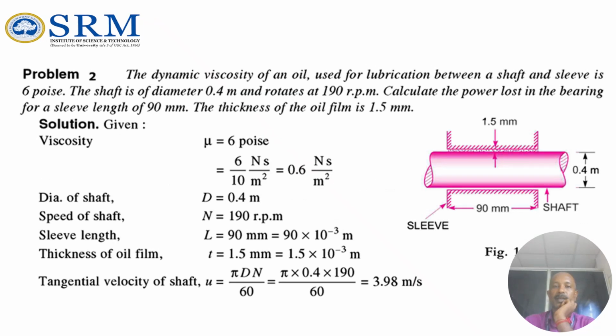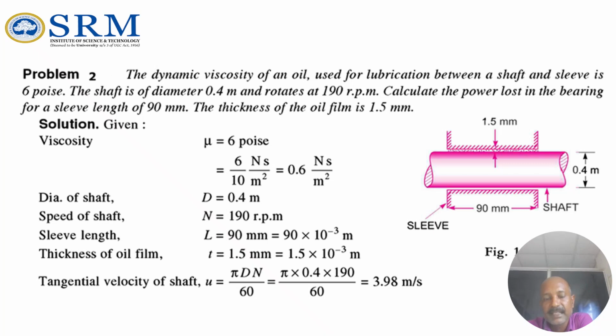Second problem: the dynamic viscosity of the oil used for lubricating between the shaft and the sleeve is 6 poise. Okay, so the viscosity given is dynamic viscosity. The diameter of the shaft is 0.4 meters and it rotates at 190 rpm. Calculate the power loss in the bearing for a sleeve length of 90 mm. The thickness of the oil film is 1.3 mm. So now you put in the values, writing the given data one by one.